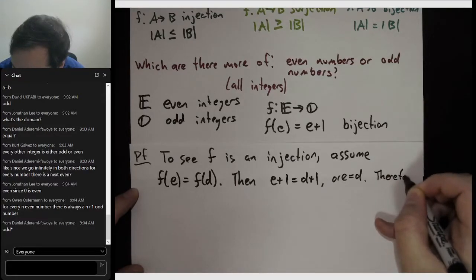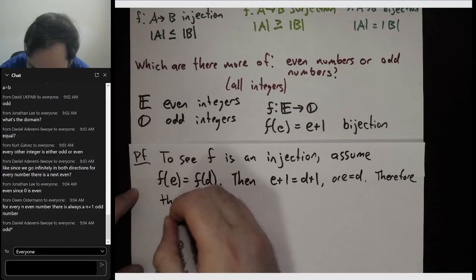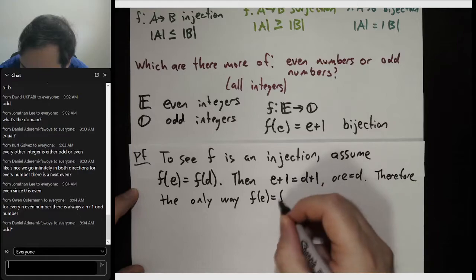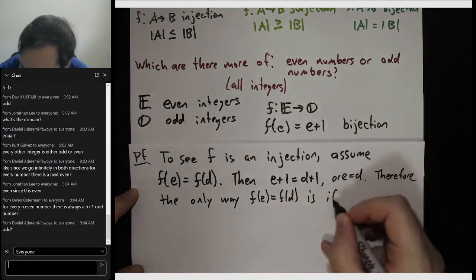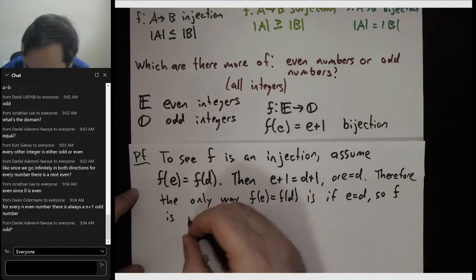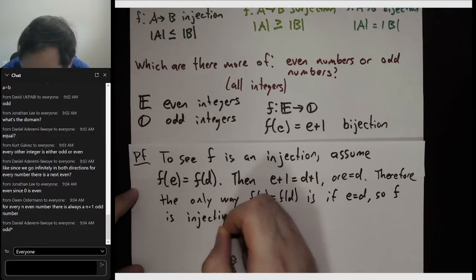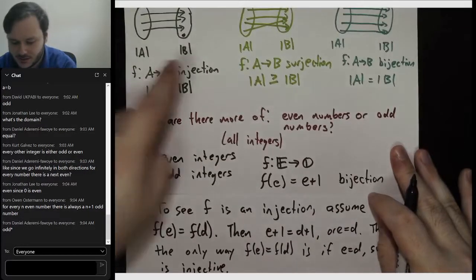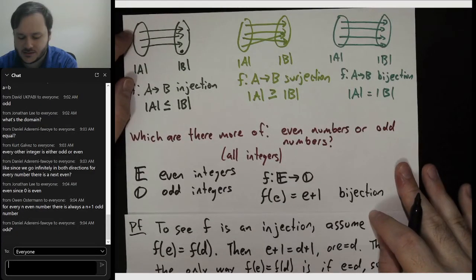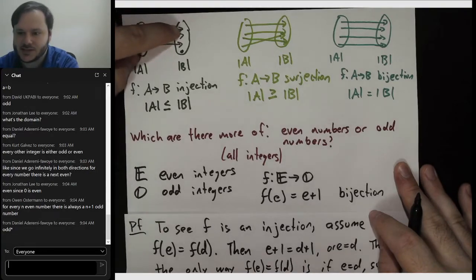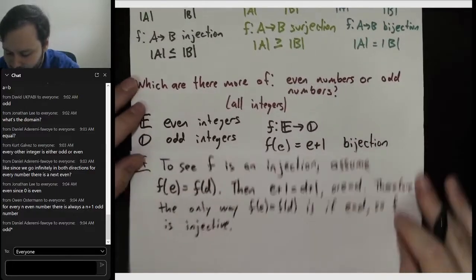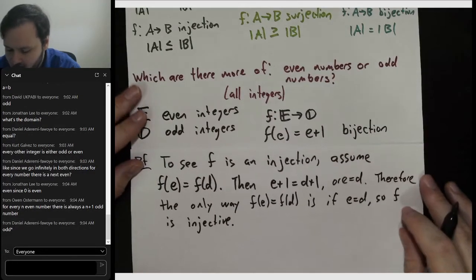Therefore, the only way f of e is equal to f of d is if e is equal to d. So f is injective. Every output only comes from one input. If you picked two values and ended up in the same place, that means you must have started in the same place. So f is an injection. And now I need f to be a surjection.